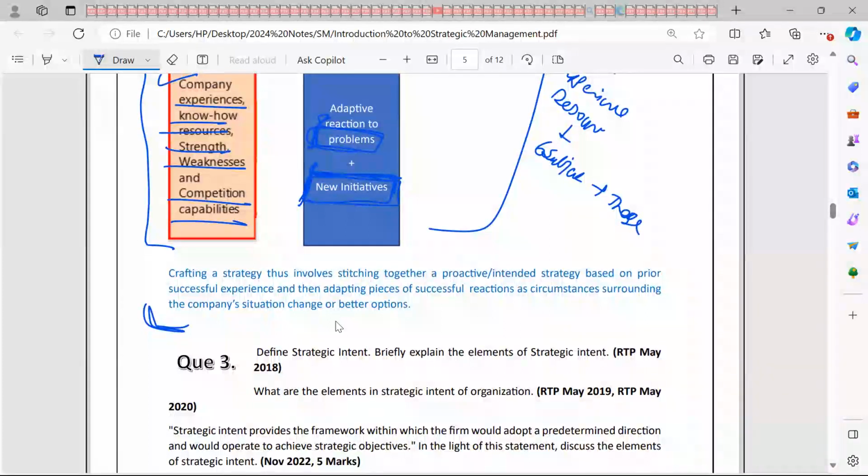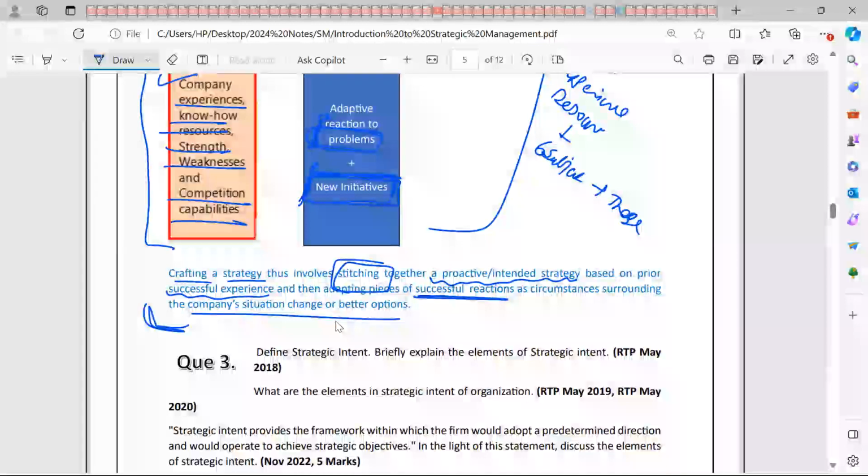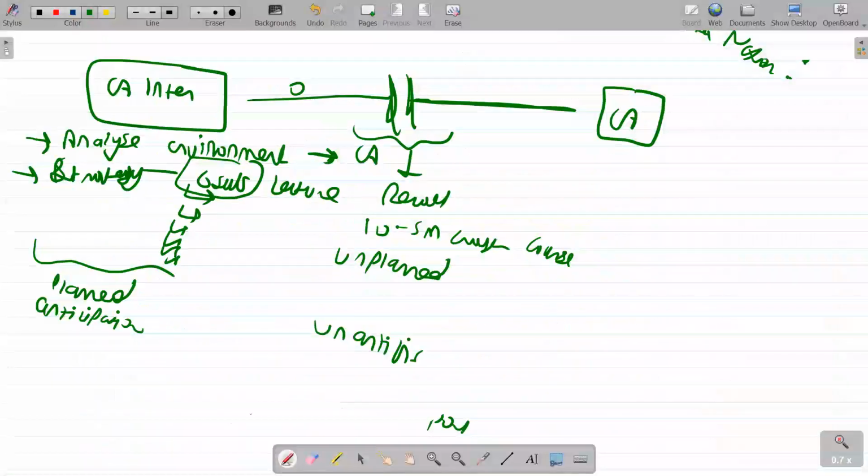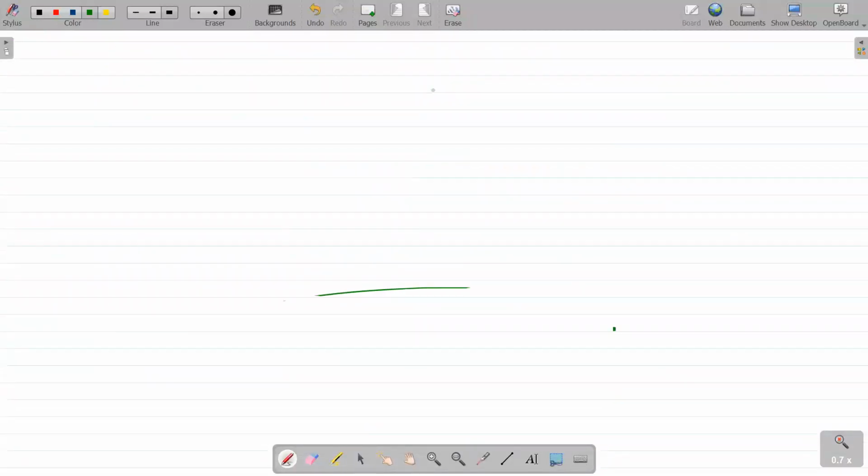Now it says that crafting the strategy thus involved stitching together proactive based on the prior experience, and then adopting pieces of successful reactions surrounding the company situation. Okay. Now let's recall this. This is also a very important part. What we have studied. First of all, we have studied that proactive and reactive.